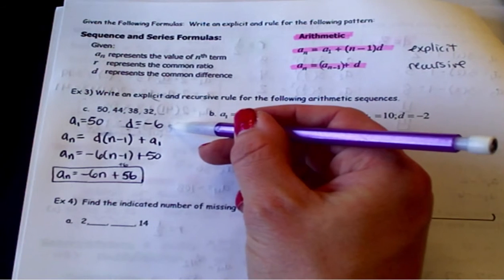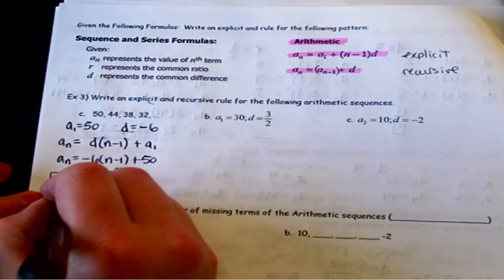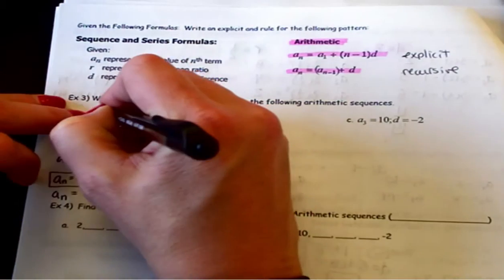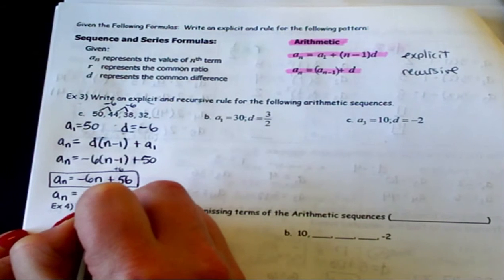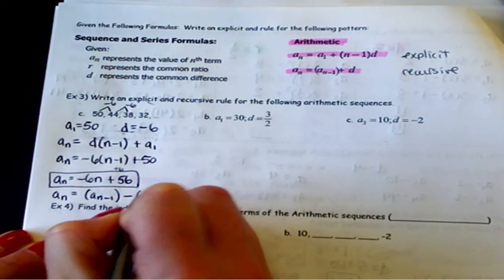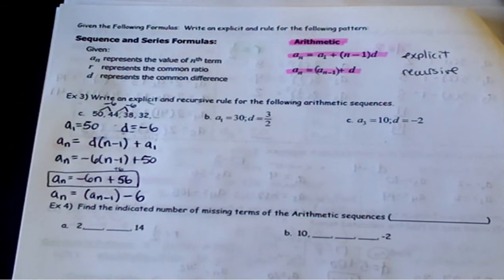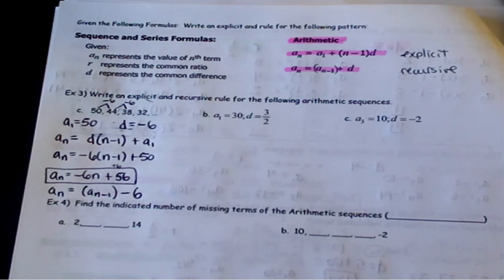Do you have to use the formula? No, you can just write an equation. Okay. Now, this also says recursive. So, a sub n. All right. What do you do to get from one term to the next? You minus 6. A sub n minus 1 minus 6. That's the recursive. You just tell me how you get from one term to the next. You subtract 6. That's the recursive formula. Previous term, common difference.